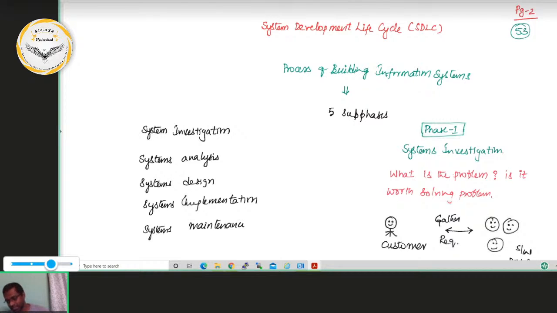Once the software is ready, they have to install it at the customer's premises. That is done in systems implementation. Lastly, we have systems maintenance. Once the software is developed and installed at the customer's premises, any additional requirements the customer wants will be done in systems maintenance. So these are the 5 phases of SDLC.